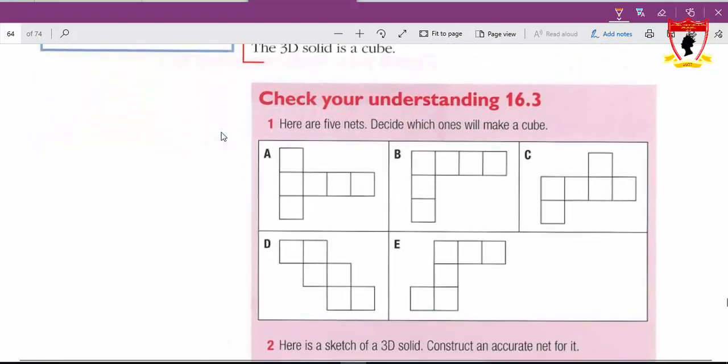Now here, yes, this one could make a cube because these two ones on the sides and these two fours will make a closed cube. This one, since there is no square on this side, so this cube cannot be closed. This one, yes. This one is yes, and this one, no.